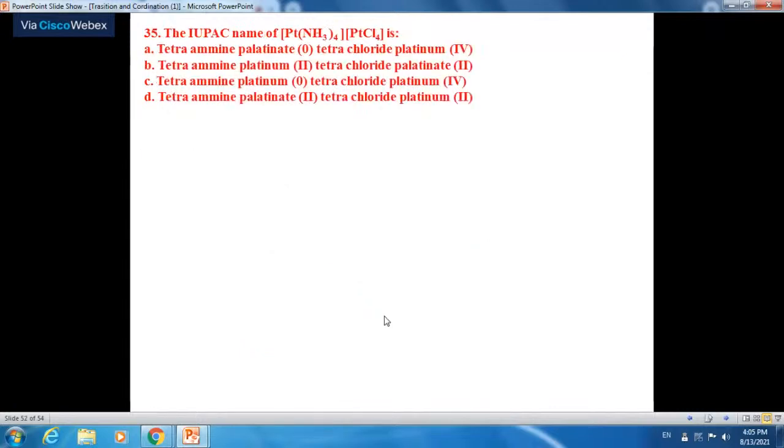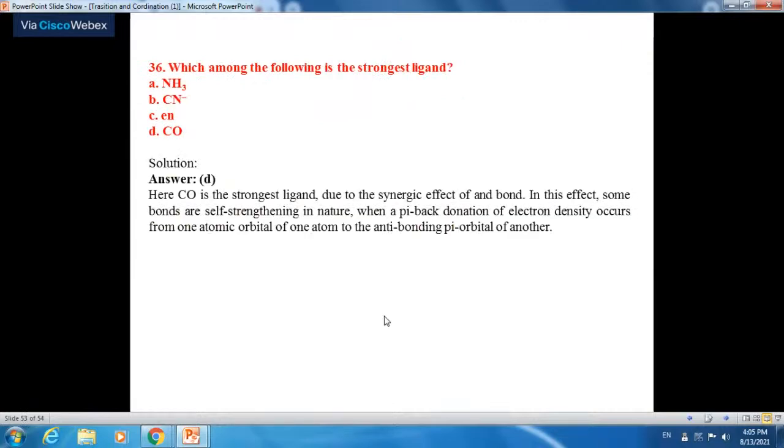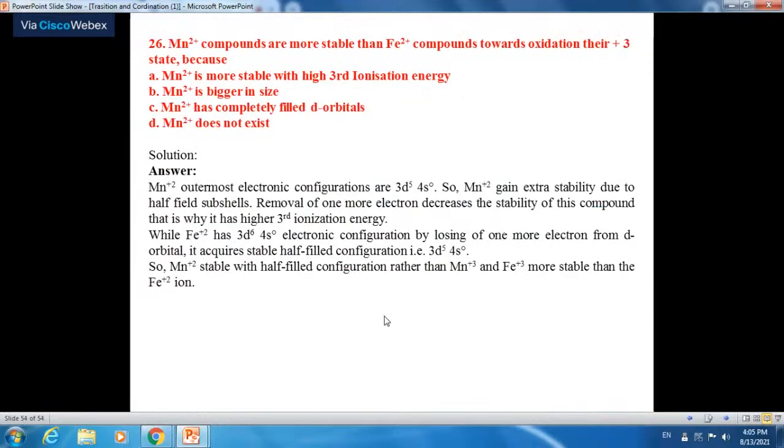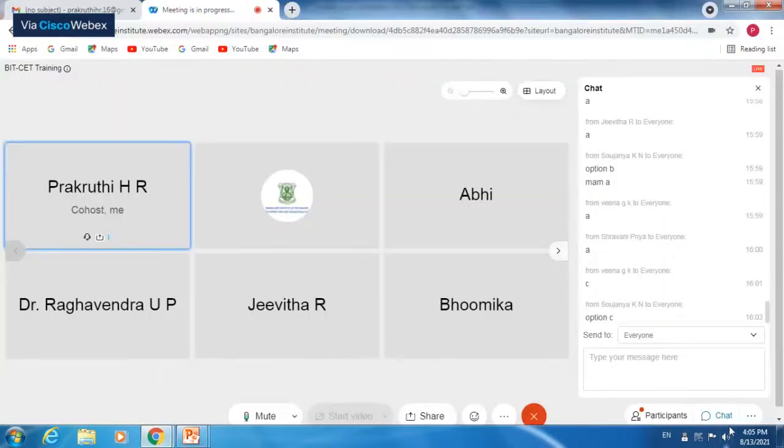Okay, students. This is the same, it is repeating. Okay, right. All of you got it? Hello, students. Saujanya, Veena, understood?